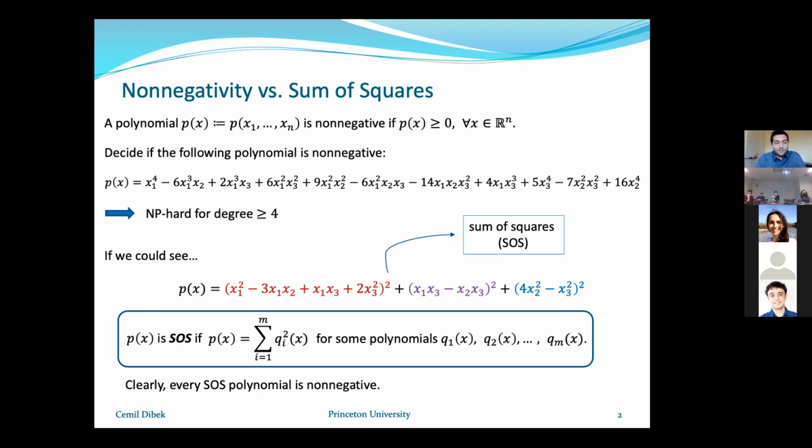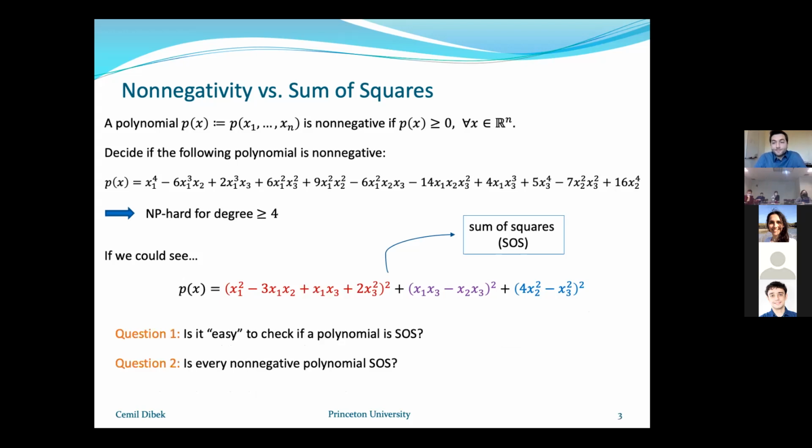And I finished in the pre-seminar with the following two questions. These are very natural questions that come to someone's mind as soon as we see the definition of SOS polynomials. So the first one is, okay, it's hard to check non-negativity, but is it easy to check if a polynomial is SOS? And second, okay, every SOS polynomial is non-negative, but is every non-negative polynomial SOS? And the answer to the first one is yes. We can easily check whether a given polynomial is SOS or not by solving a single semidefinite program, as is well known. And the second question has also been studied for a long time. And as most of you know, the answer is negative. And that was shown by Hilbert in 1888.